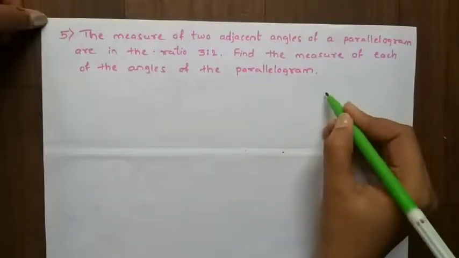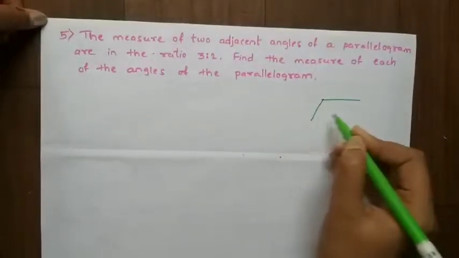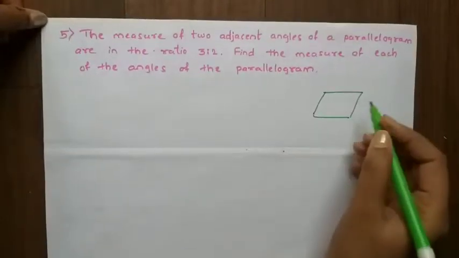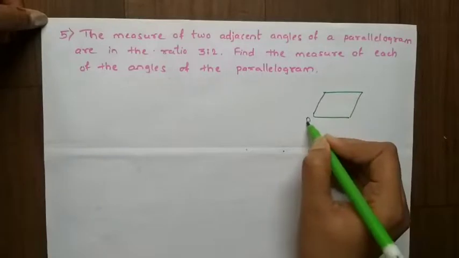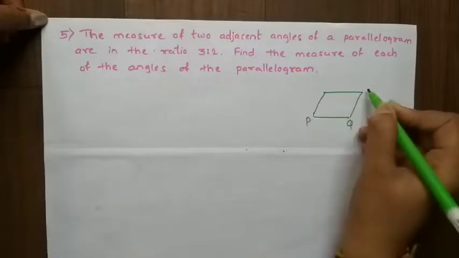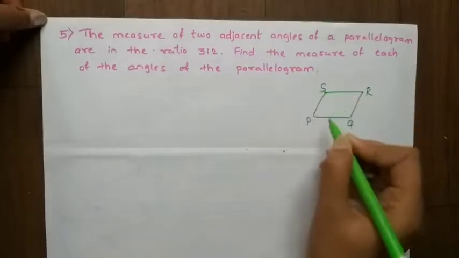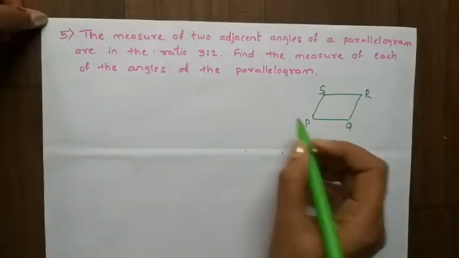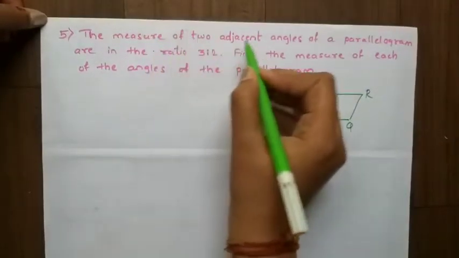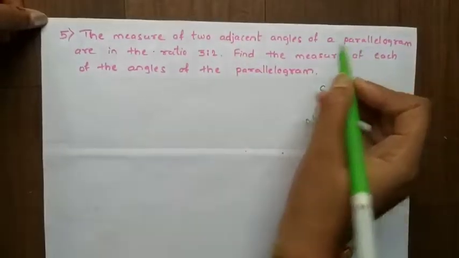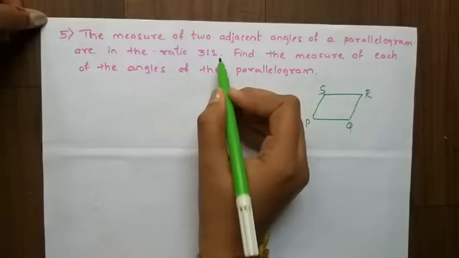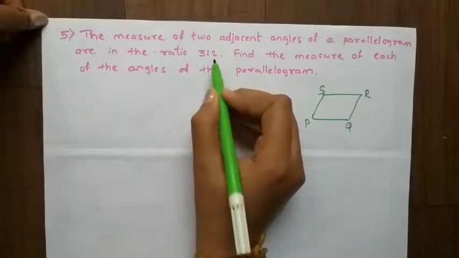So first I will draw a parallelogram. Yes, this is a parallelogram. Label the figure here P, Q, R, S. Yes, here PQRS is a parallelogram. Given in the question, the measure of two adjacent angles of a parallelogram are in the ratio 3:2.